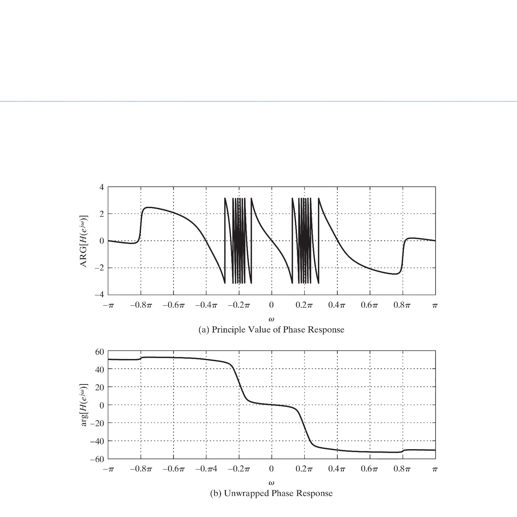Plotting the principal value of the phase response, this is how it is obtained. While this, which is the small argument, is continuous.